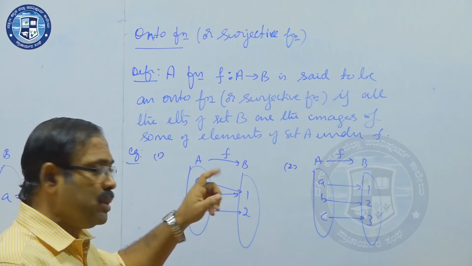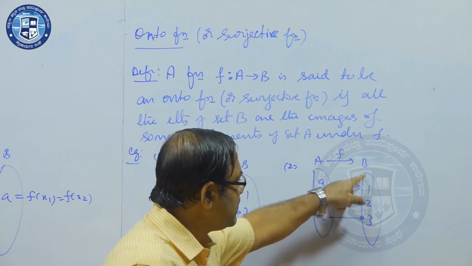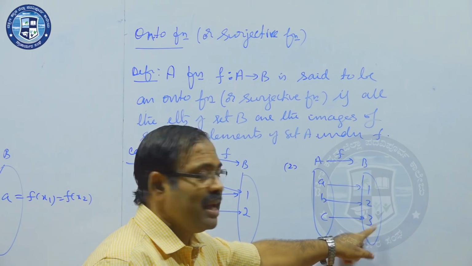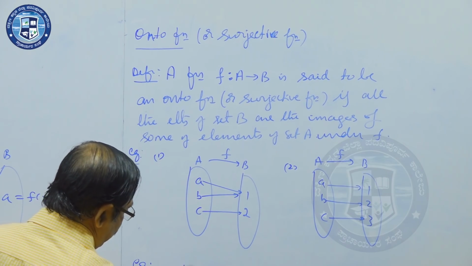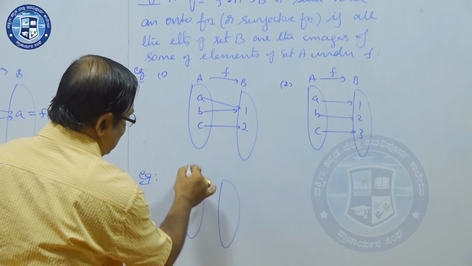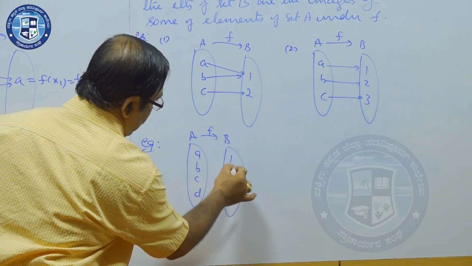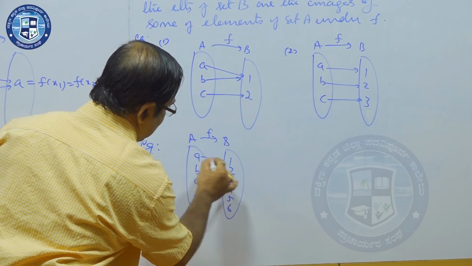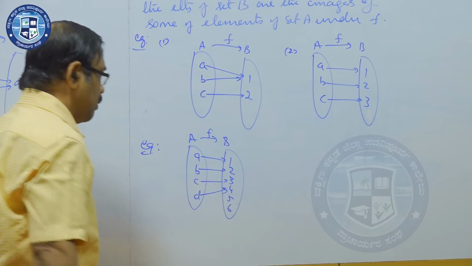So this is not 1 to 1, whereas this is 1 to 1. But at the same time, all these elements are images. Therefore, this is onto. See, I will write an example now. Let us consider set A to set B. Observe this: A, B, C, D, 1, 2, 3, 4, 5, 6. A going to 1, B going to 2, C going to 3, D going to 4.